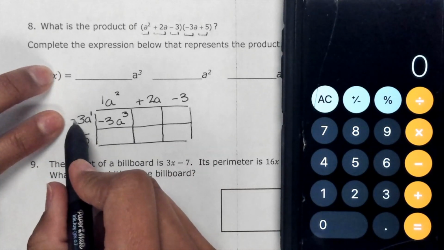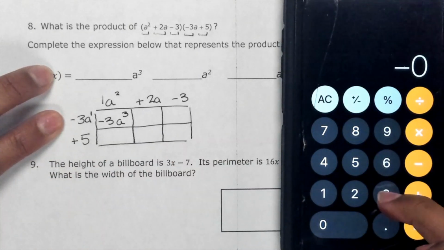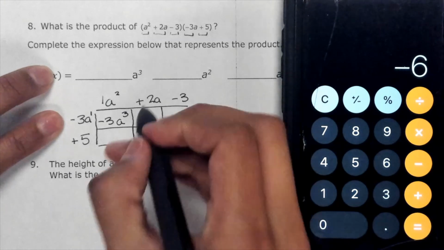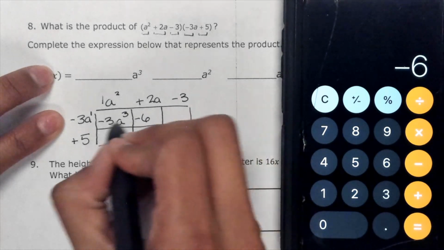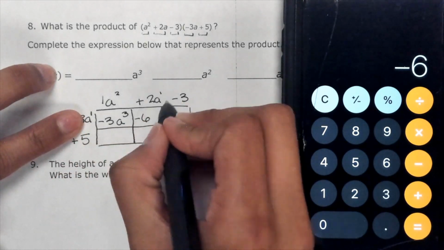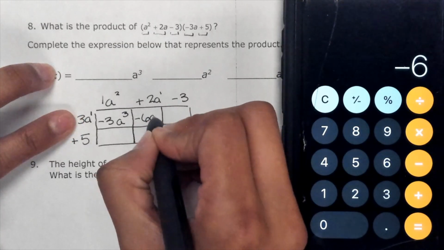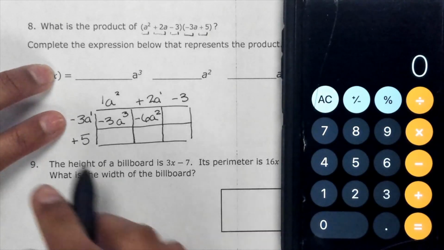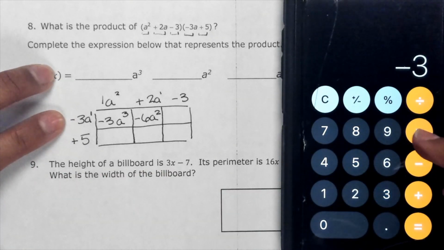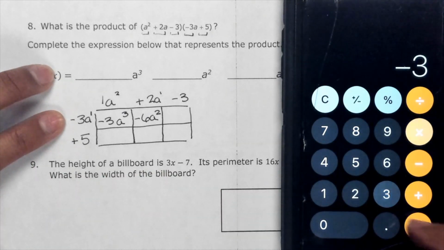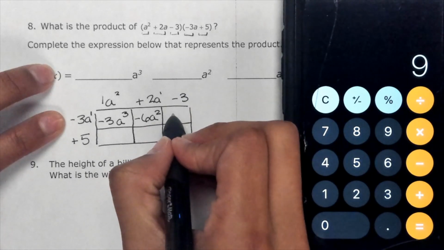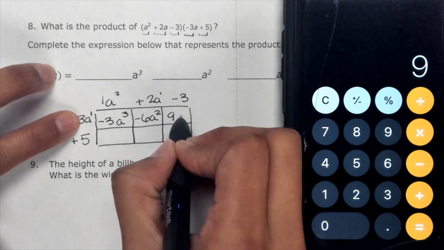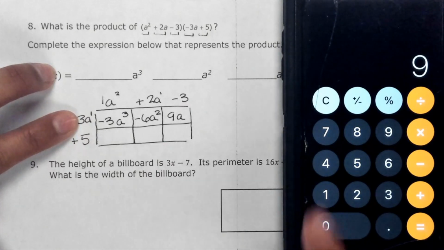Next box, we have negative 3 times a positive 2 to give us a negative 6, and we have 1a plus another 1a, so we have a squared. 1 plus 1 is 2. Then we're going to multiply negative 3 times a negative 3 to give us a positive 9 in this last box, and we only have 1a to bring with us.